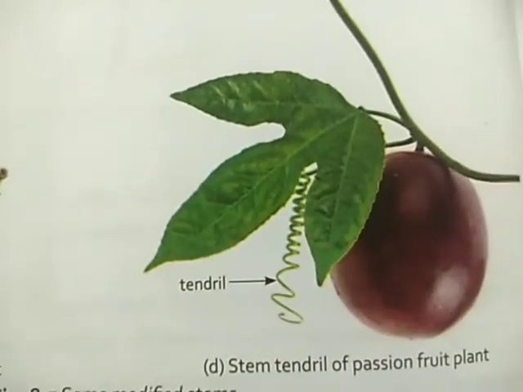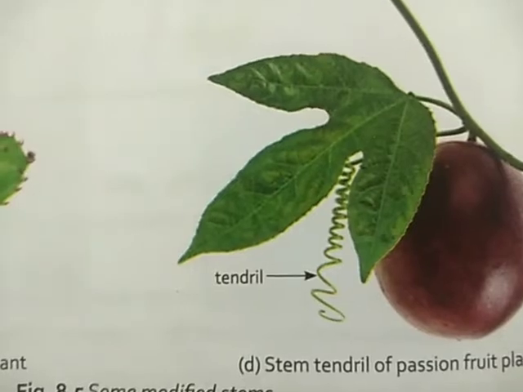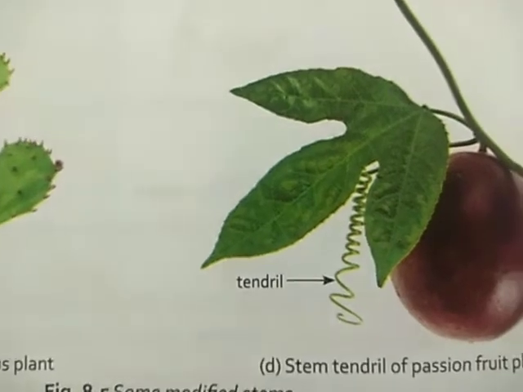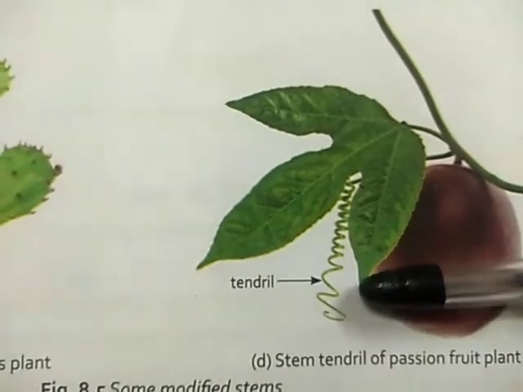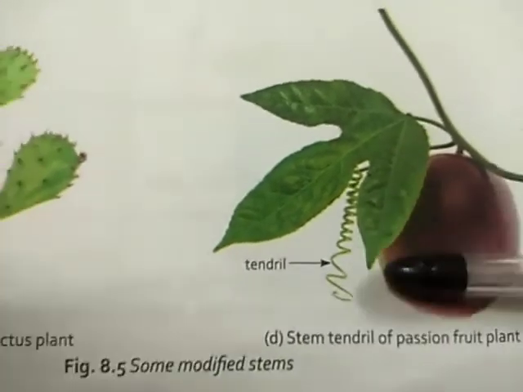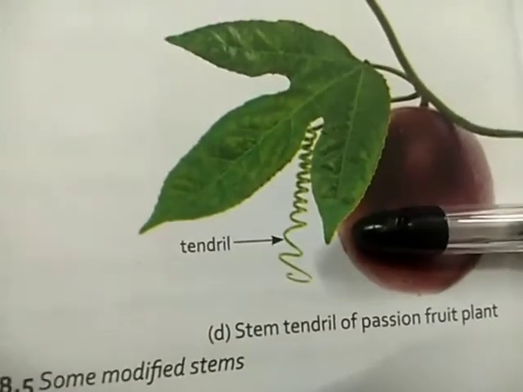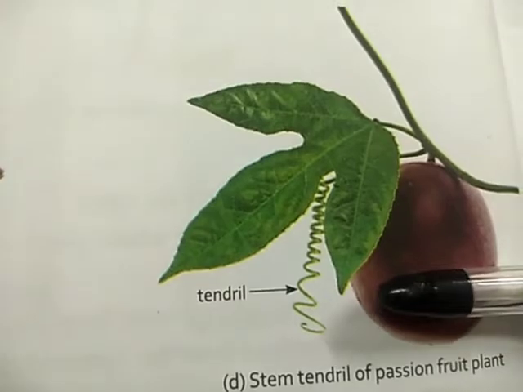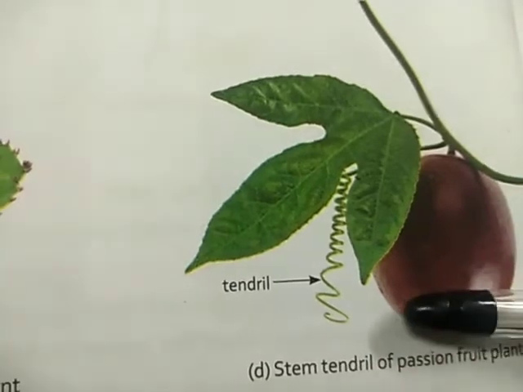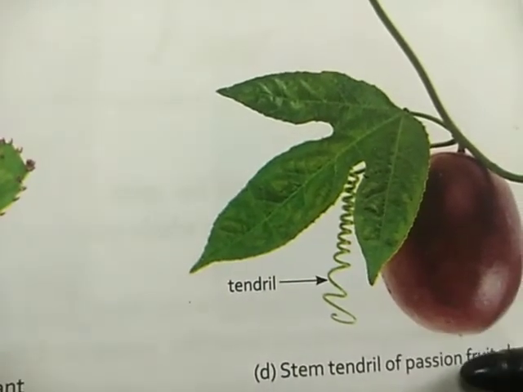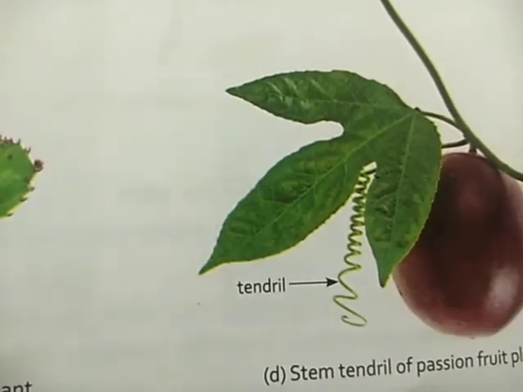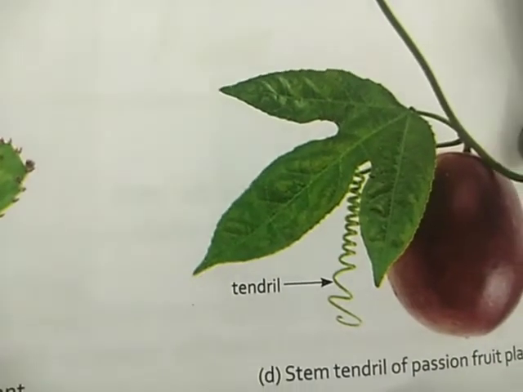The other special work the stem does is this: plants such as grapes and passion fruit have a few branches of their stem modified into tendrils. You can see here, this is a tendril. This thin wrinkled line is a tendril. These tendrils help the plant to take support from nearby plants or structures and climb up. These tendrils give additional support for the plant, holding the nearby surface, so that it will hold the plant and not let it fall on the ground.